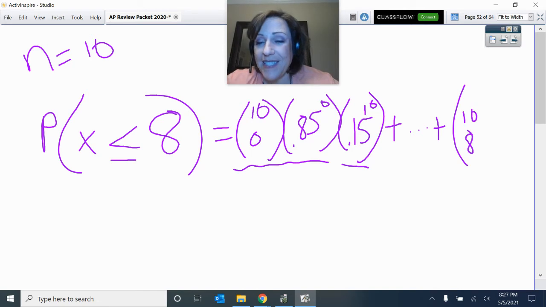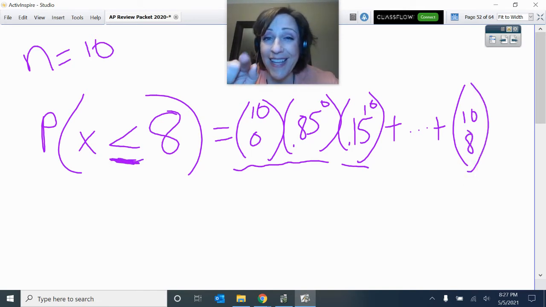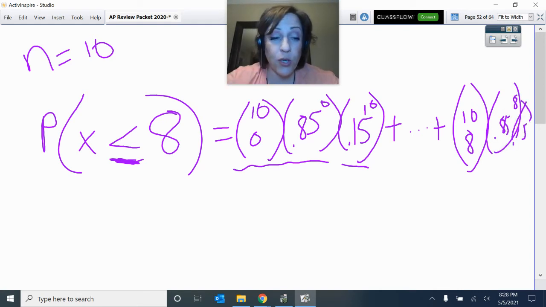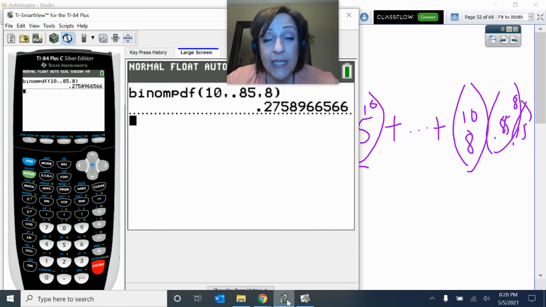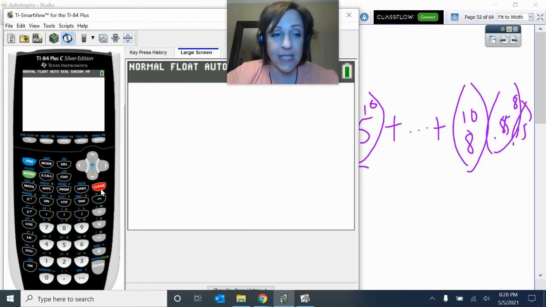10 with 8 successes because I want 8. If it had said less than 8, then I'd be putting 7 here. Okay? And then 0.85, I want 8 of those, and 0.15, 2. So now, calculator-wise, this is going to be an accumulation, and our calculator accumulates only below. So that's what we want here. So that's good. I want from 0 up to and including 8.